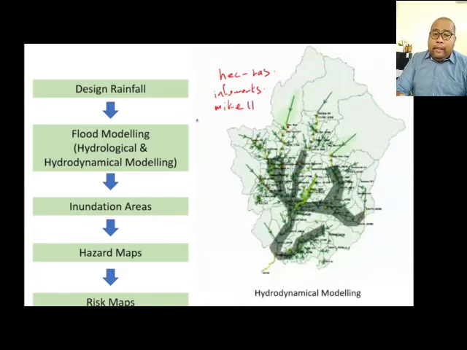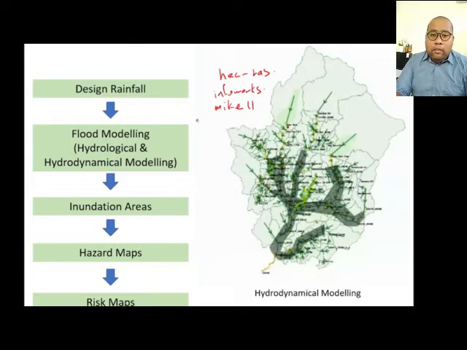So HMS and HEC-RAS. Okay, HMS for the hydrological and HEC-RAS for the hydrodynamic modeling. But for the InfoWorks and MIKE 11, they integrate the two. That means they are able to do the hydrological modeling as well as the hydrodynamic modeling. So 2 in 1, so it's more comprehensive. And for the InfoWorks and MIKE 11, okay, you need to buy the license, and it's very pricey.